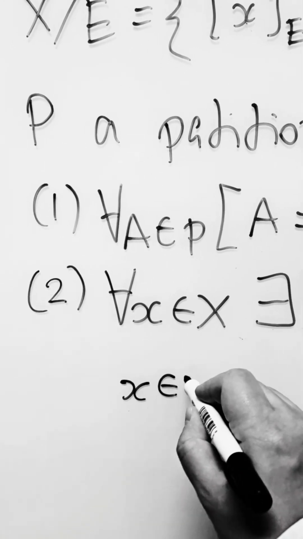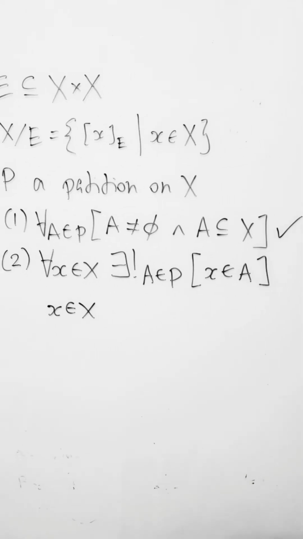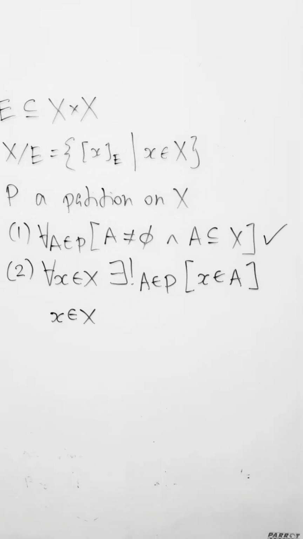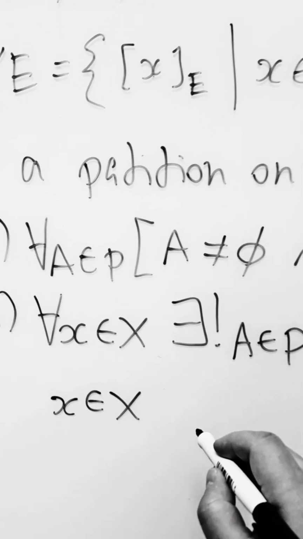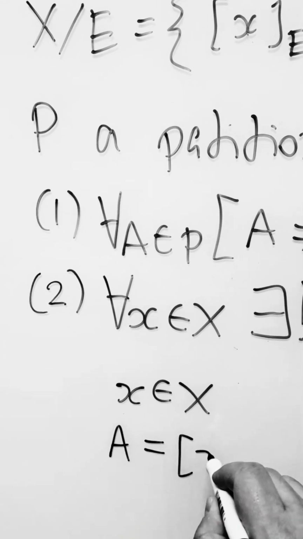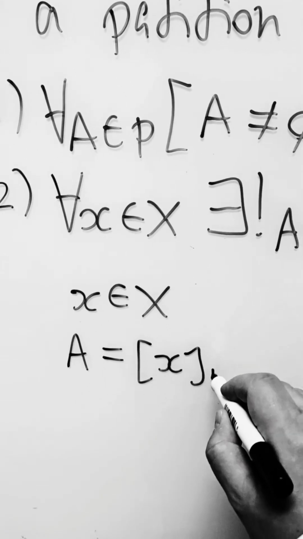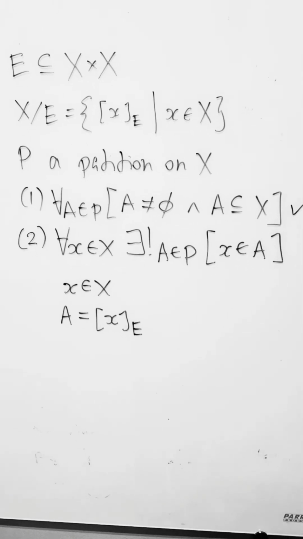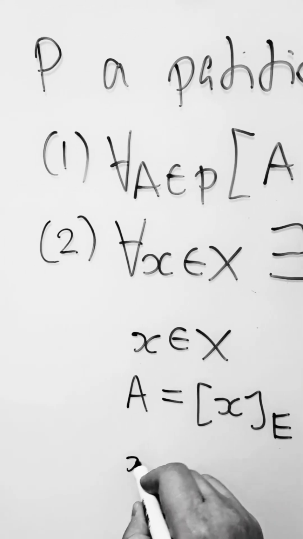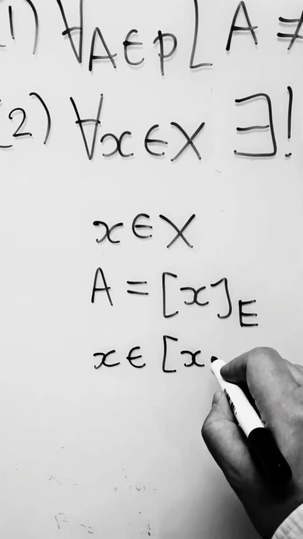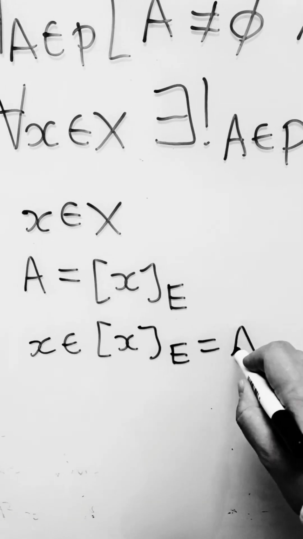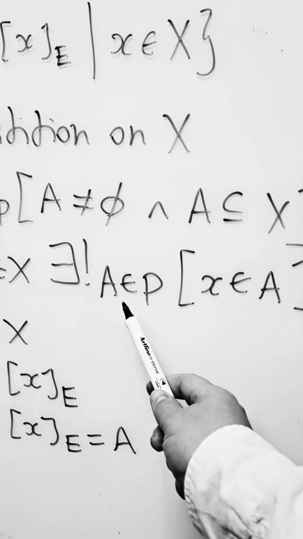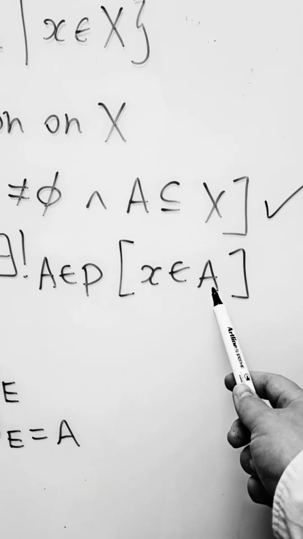If I pick a small x in capital X, well, firstly, to show that there is exactly one A, I need to find one. First, I need to show that it exists. We could maybe pick the equivalence class of x as our A. Will it work? Well, we already saw earlier when we were checking the first property that small x is indeed an element of its own equivalence class, and hence of A. That is exactly what A was required to do. It was supposed to contain the small x, and it does.